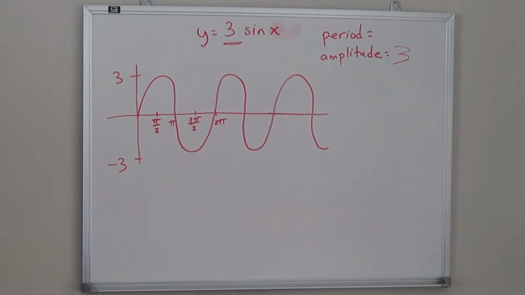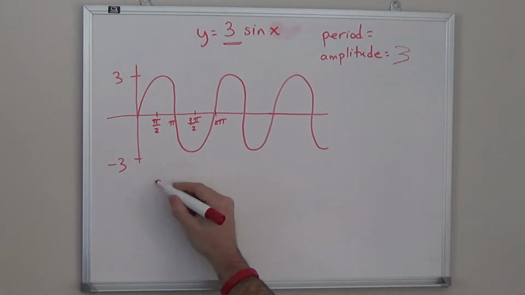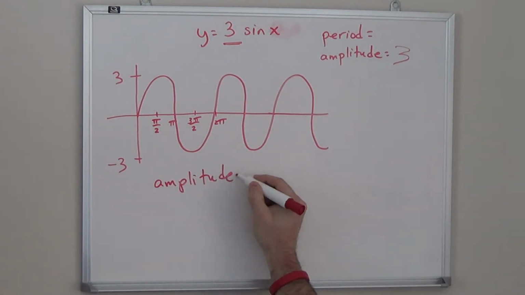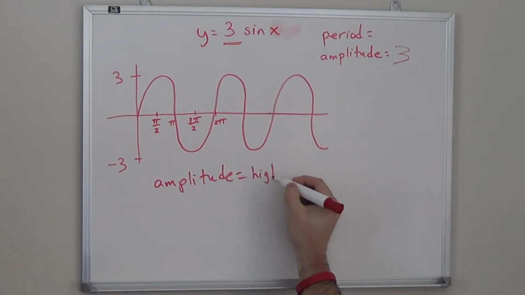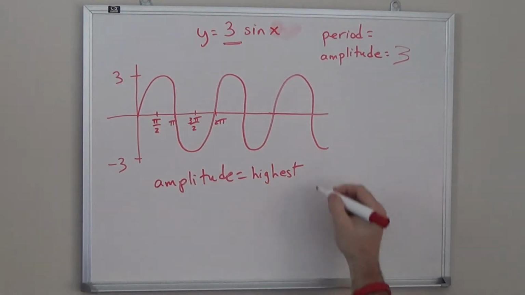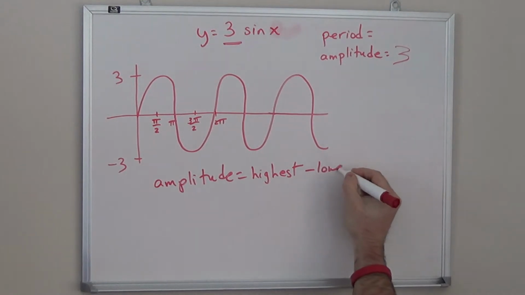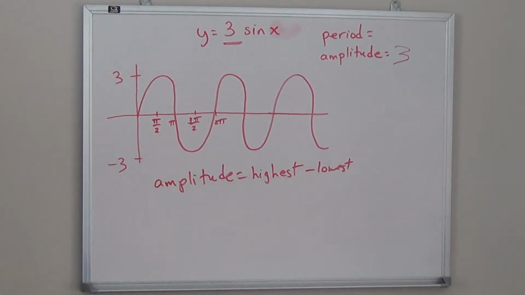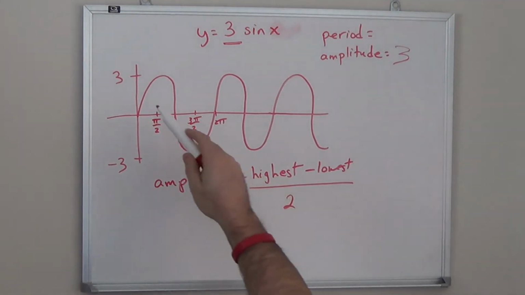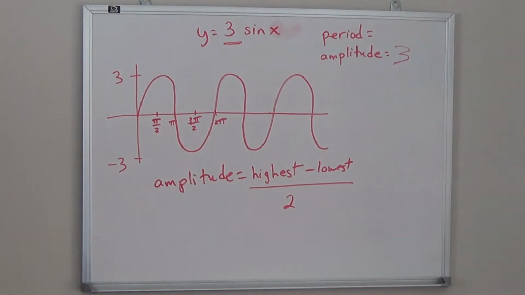The second way would be to look at the graph, and to figure out the amplitude, what you do is you take the highest point on the axis, which is obviously positive 3. You subtract the lowest part, which is negative 3, and you divide by 2. So 3 minus negative 3 is what? Positive 6. If I divide by 2, that will be 3.